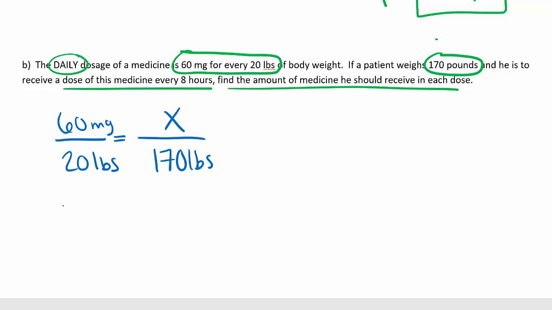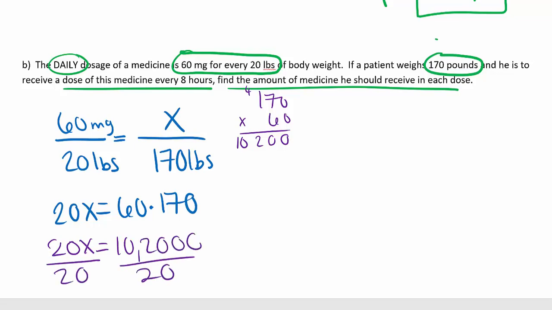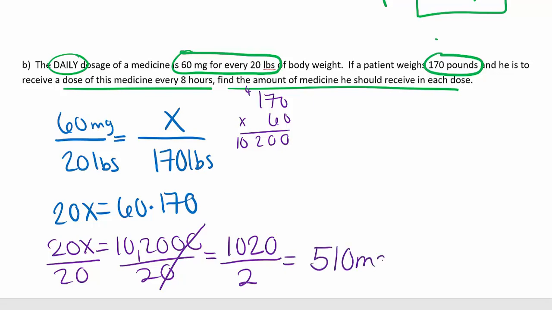Now I'm going to set my cross products equal. 20 times x has to equal 60 times 170. And I got 10,200 when I multiplied 60 and 170. And then I'm going to divide by 20. And to reduce, I'm actually going to cancel out a factor of 10. That'll help me with the division. Now I have 1,020 divided by 2, which should be 510 milligrams.